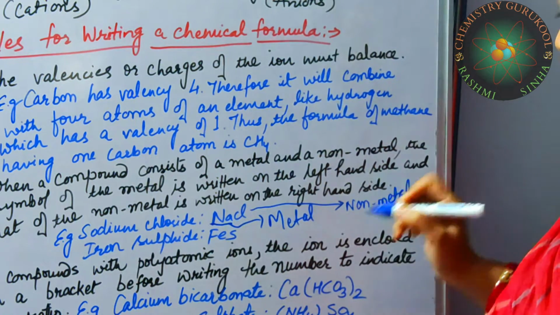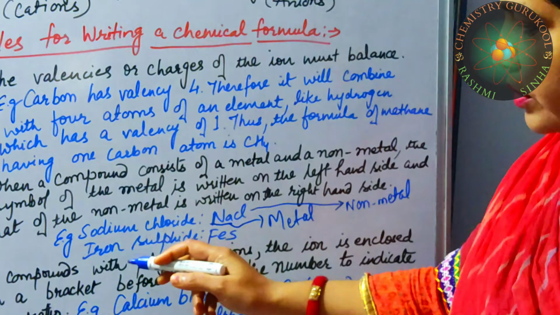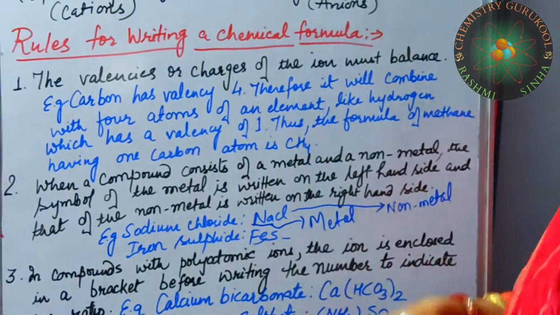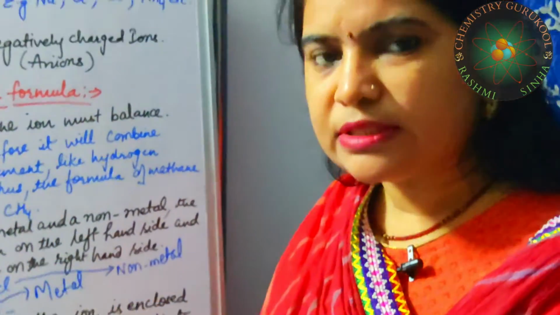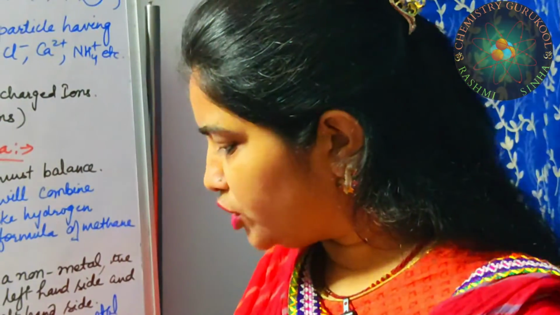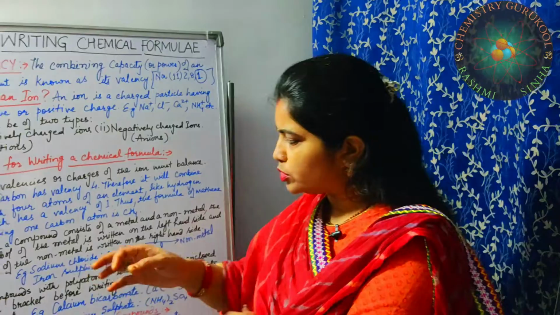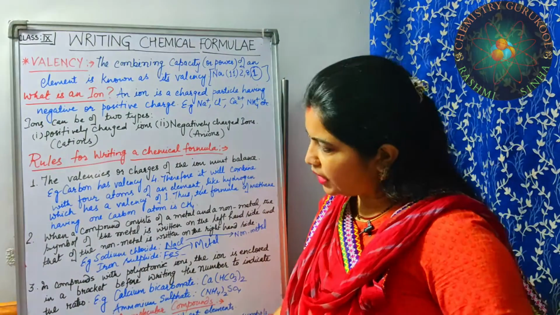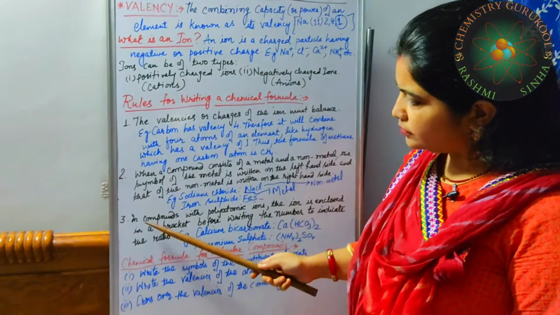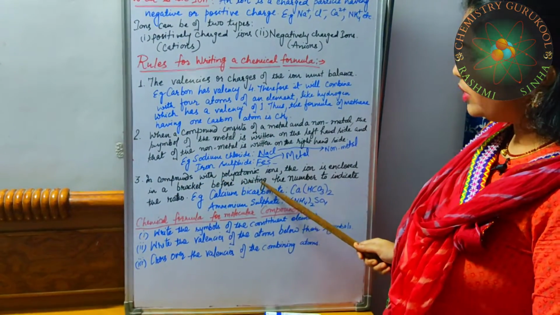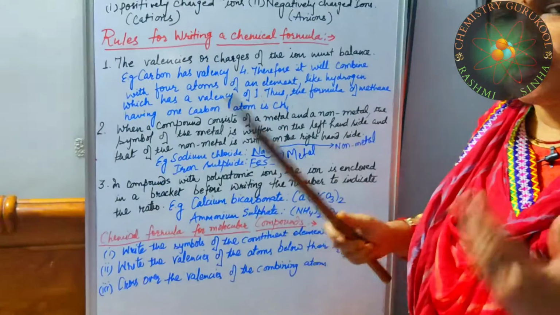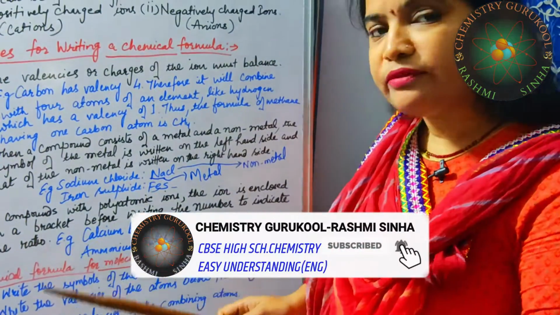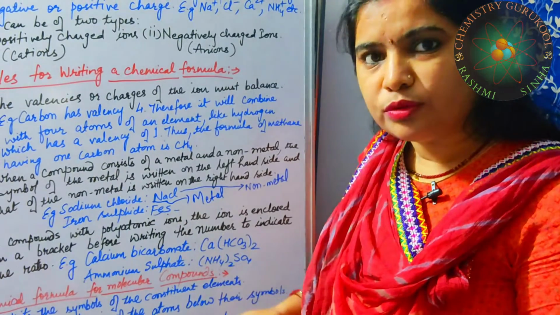Okay. Similarly, in other compounds also, in iron sulfide you could see here iron is metal, sulfur is non-metal. More other examples you can see in your day-to-day life or in your books also, so you can make out the rule. Now coming to the third rule, in compounds with polyatomic ions, poly means many, when more than one ion is there, then what you have to do there?